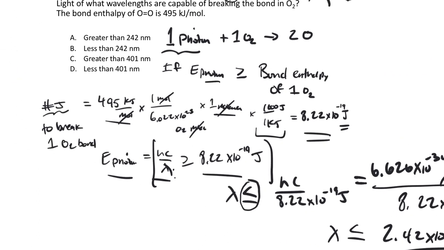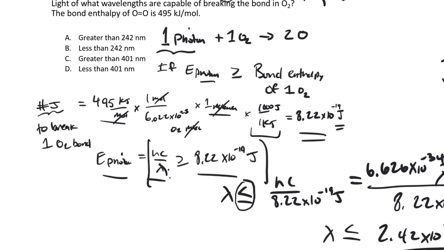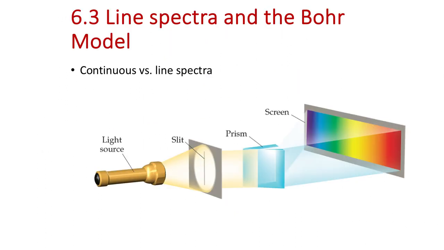So if we look at the choices, we want to go less than 242, because that would carry the proper amount of energy or greater to break the bond in O2. And that's just the photoelectric effect in action, thinking about the energy it takes to cause an event to take place.